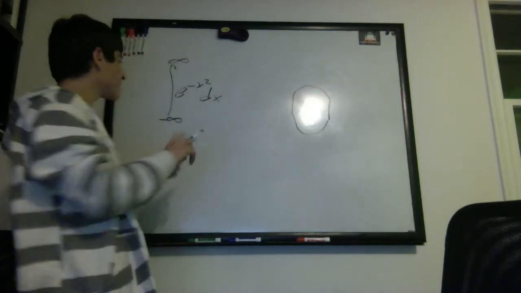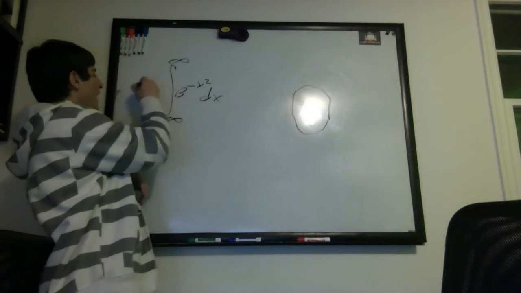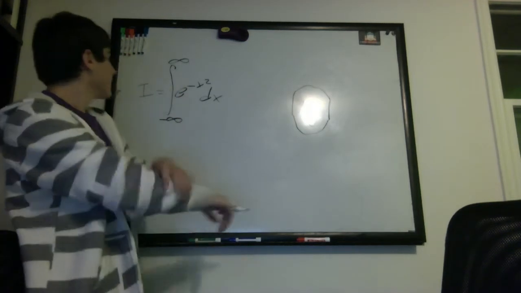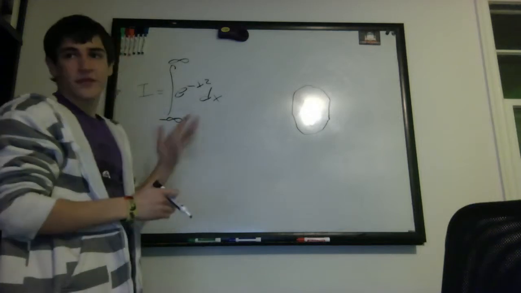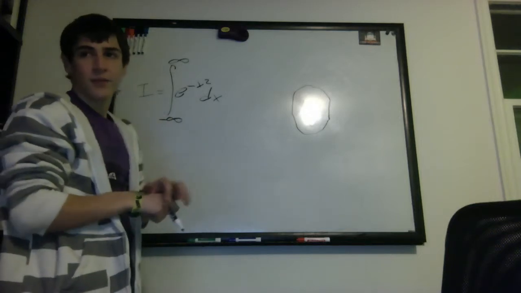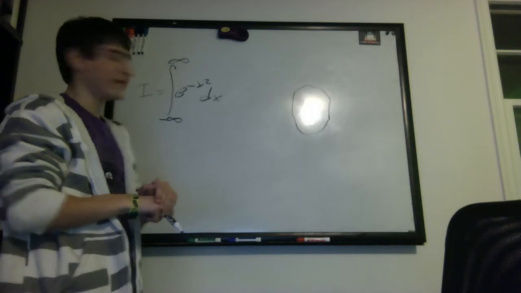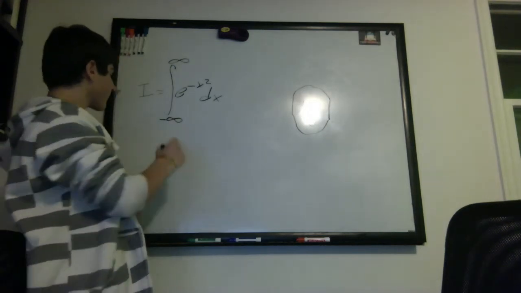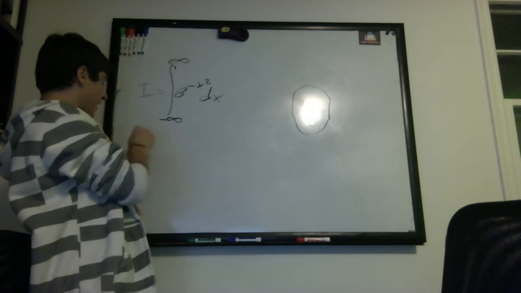Okay, so basically I'm going to call this I, just some constant. And really, this is an integral that by itself we can't take. But if we square it, it will be easier to take. So I'm going to take the integral again.